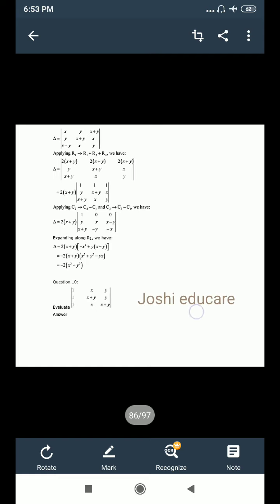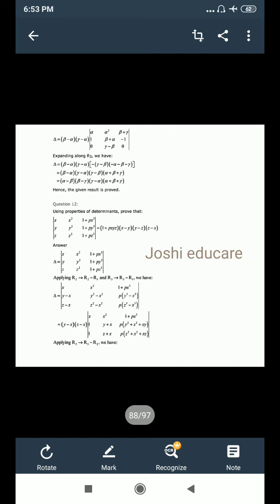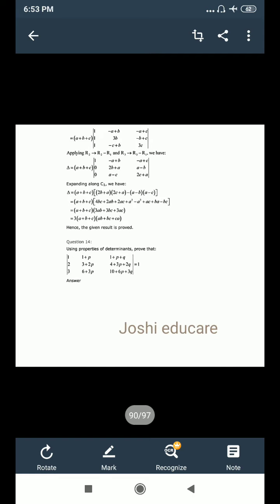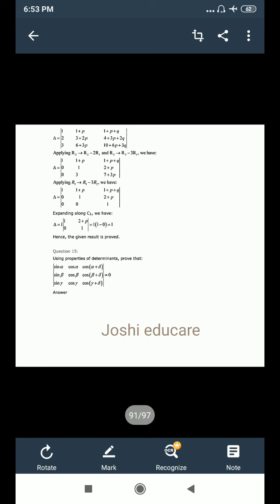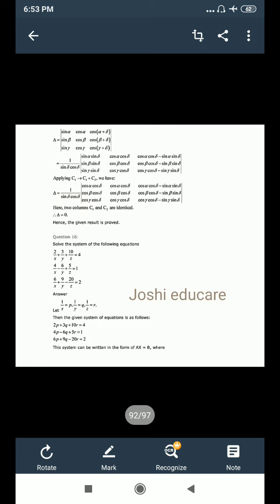9th belongs to matrix, 10th determinant, 11 determinant, 12 determinant, 13 is also determinant, 14 is also from determinant, 15 is also from determinant, and the 16th question is from matrix, solving the system of equations in 3 variables.